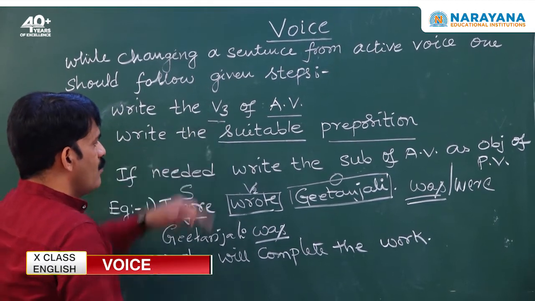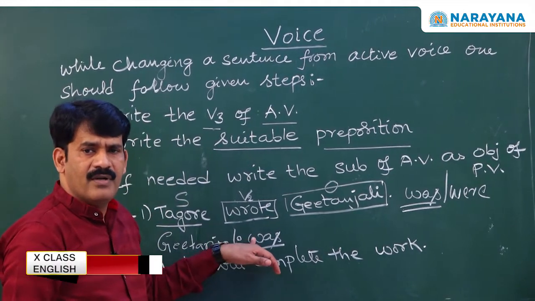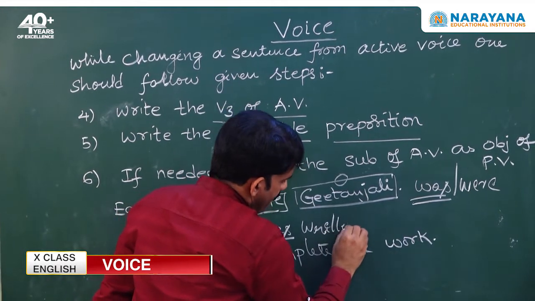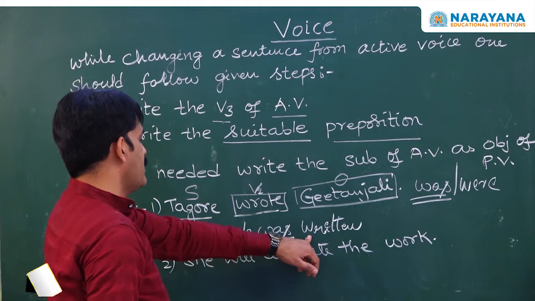Once after writing a suitable B form, what did I ask you to do? You have to write the V3 form of the given active voice. What is the third form of wrote? Written. You have to write the third form of the active voice, that is written.